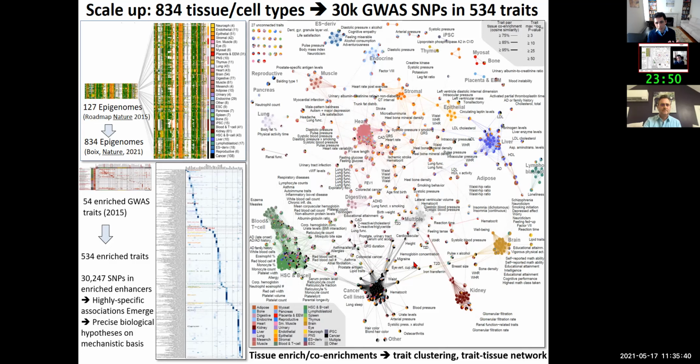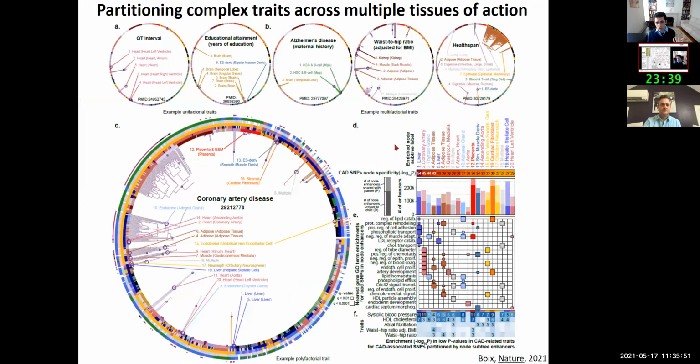But in addition to these clusters, which are very densely populated, you also see many traits in the middle, which are what we call polyfactorial, which are acting in multiple tissues simultaneously. The most polyfactorial is coronary artery disease, where you can see enrichments in liver, coronary artery, adipose, thyroid, and many other tissues. This prompted us to now say, well, can we take these complex traits and start dissecting them out, partitioning them into their subparts?